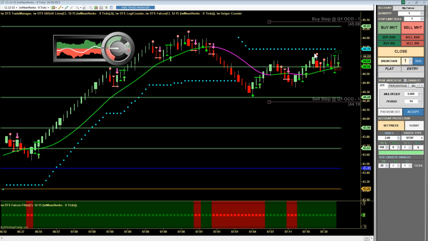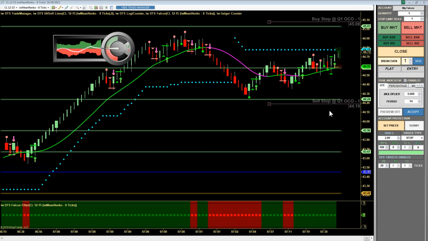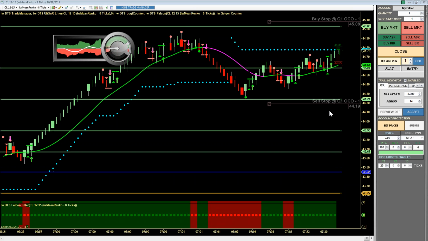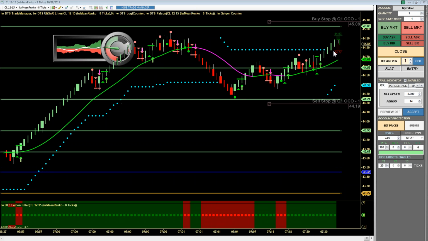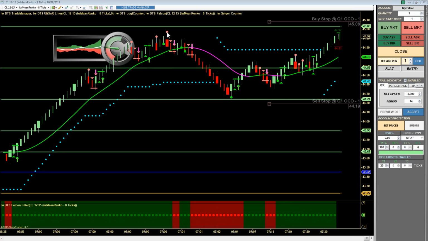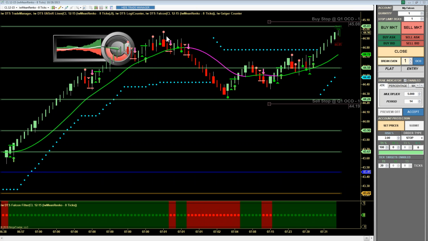Okay, producing a buy signal on the Falcon. If I didn't know it was crude inventory, I would go in now with a buy signal here. Look at the volume on these bars though. Look how thin they are compared to these guys here. All right, we should see some resistance come in right here around the 45 mark.